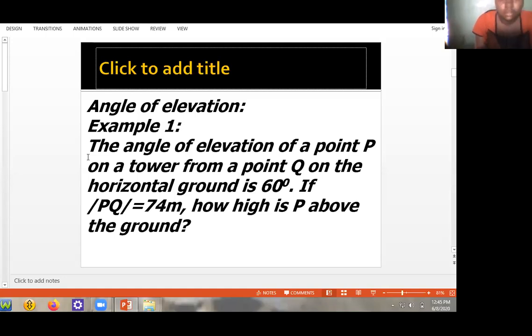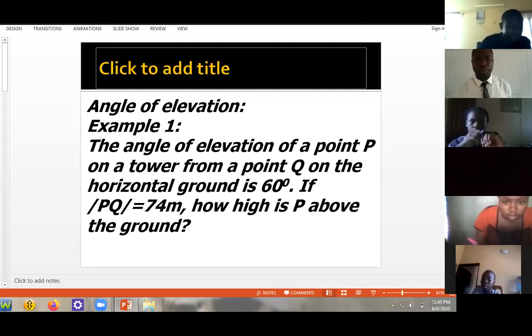So please, I want you to sketch the triangle. It's a triangle problem, so I want you to sketch it before I show you my own diagram. Please sketch it. PQ on the ground.